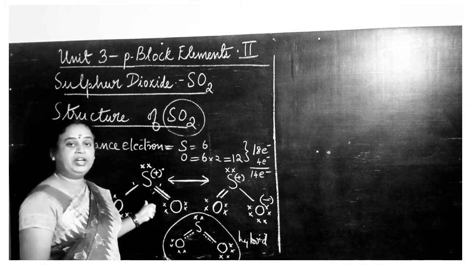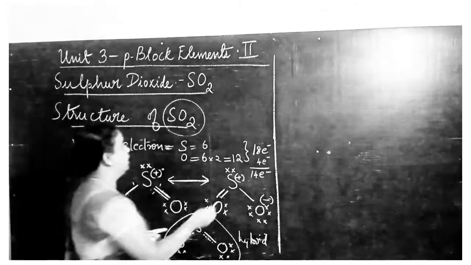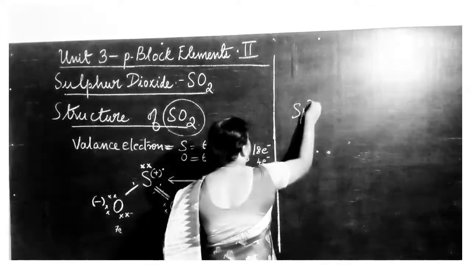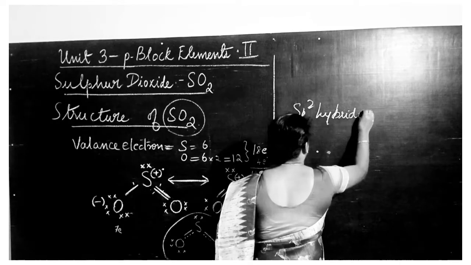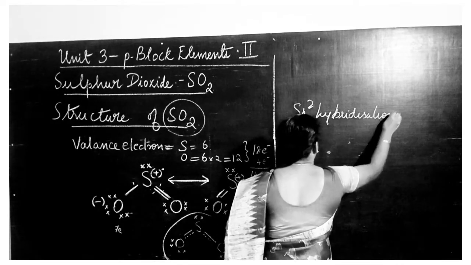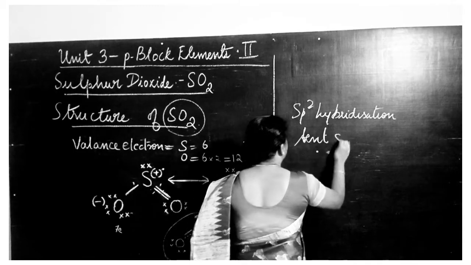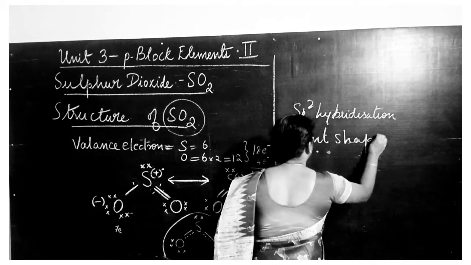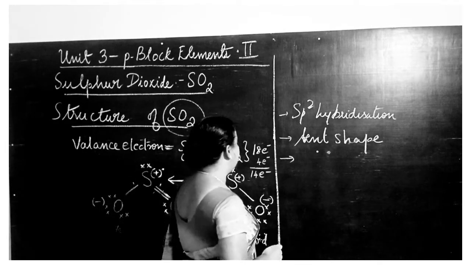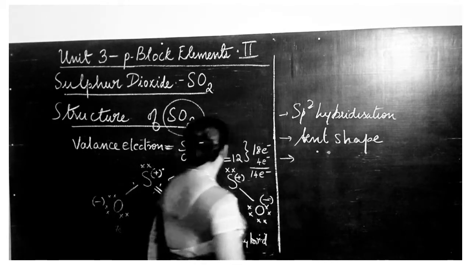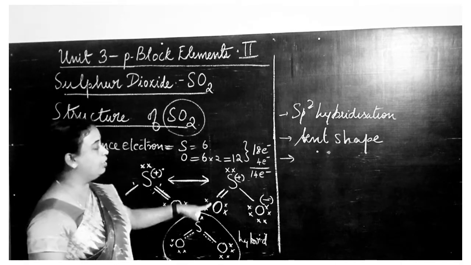So the structure of sulfur dioxide is bent shaped. The hybridization involved here is sp2 hybridization. Yes, it is having the bent shaped structure. Yes, and there is a double bond seen in the case of sulfur dioxide. Yes, in both the resonance structures, you can see the double bond here, either on the left side or on the right side.